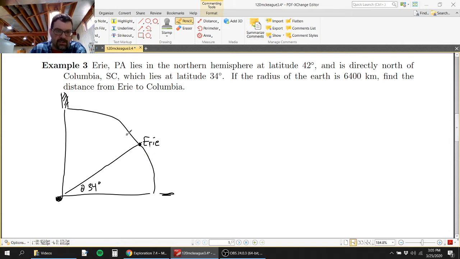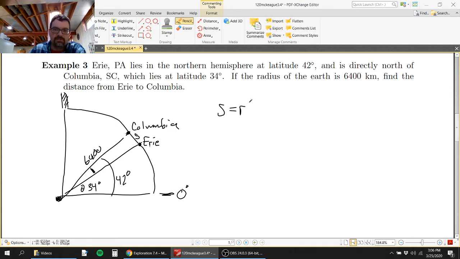Erie, Pennsylvania has a higher latitude. It's not the greatest picture, but it makes this angle 42 degrees off the equator. So the equator itself is at 0 degrees latitude. So here's Erie. So how far apart are these guys? Well, that's like saying if the distance between them is s, what's the length on this circle that goes with this angle right here and a radius of 6,400 kilometers?